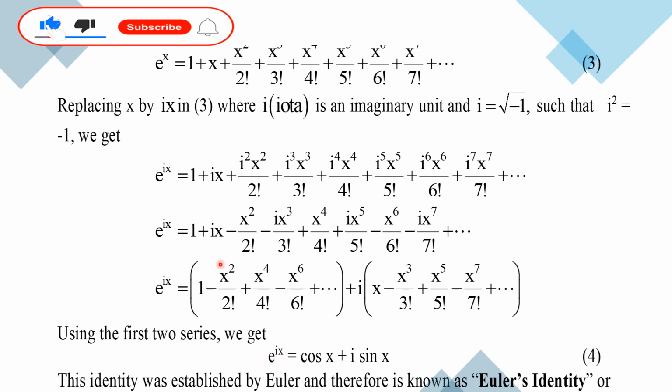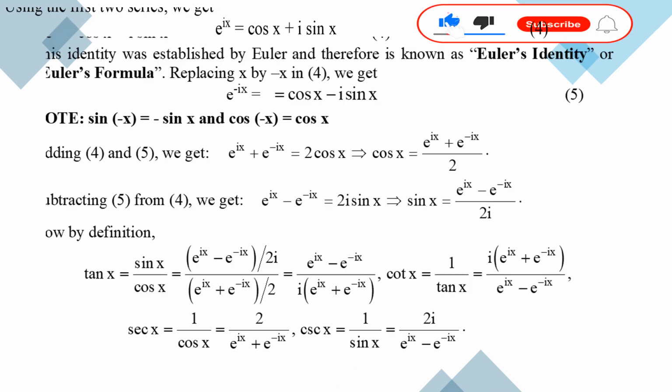In e power iota x, what about this? This is the cos x series and that is the sin x series. So e power iota x is cos x plus iota sin x. This identity is called Euler's identity. Here we replace x with minus x, so e power minus iota x is cos of minus x plus iota sin of minus x, which is cos x minus iota sin x.